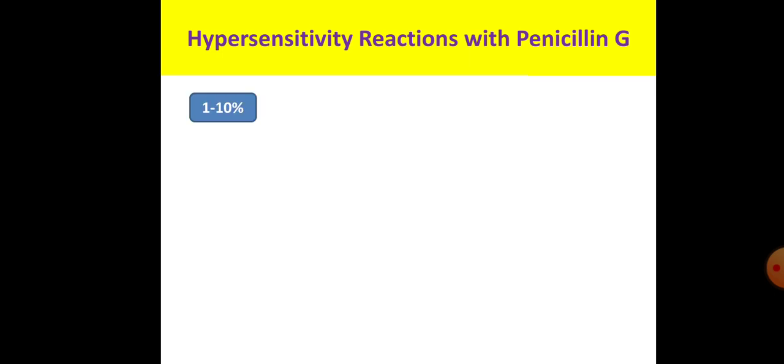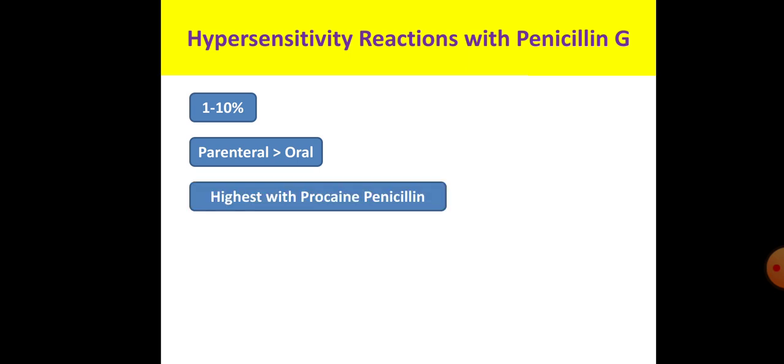It is seen in around 1 to 10% of individuals. It is more commonly seen with the parenteral preparation as compared to the oral, and it is highest with procaine penicillin, because procaine itself is antigenic, highly allergic in nature, and that's why the antigenicity and the hypersensitivity reaction is maximum with procaine penicillin.